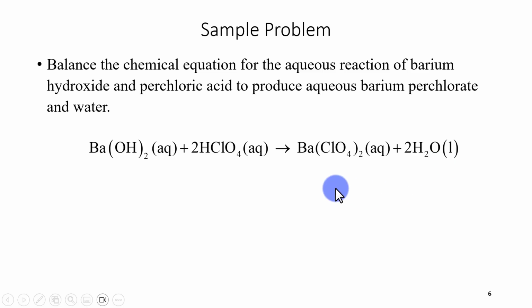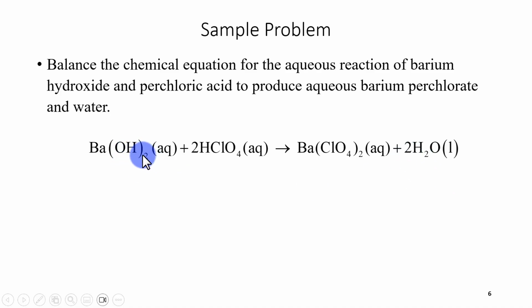Note that both sides have atoms that are already equal on both sides. So barium, here I have one barium, here I have one barium. Now let's look at the hydrogens. I have 2 times 1, that's 2 hydrogens.